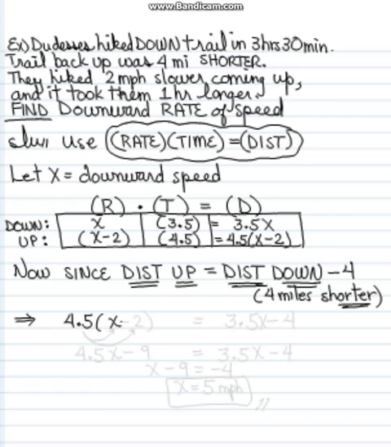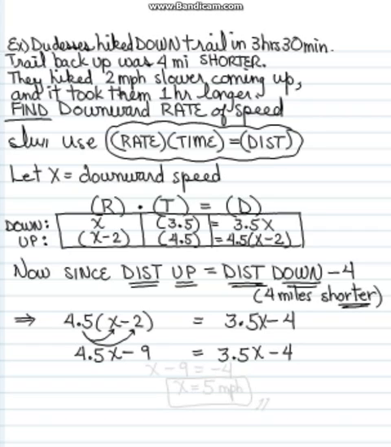Bring down the equal sign and write the distance coming down minus 4. Well, on the table, the distance coming down was 3.5 times x, and don't forget to minus the 4. Ooh, we need to put an x after the 3.5. Okay, on the left side, we're going to solve this equation. Let's distribute the multiplication to eliminate the parentheses. We get 4.5 times x minus 9. 9 is 4.5 times 2. And on the right side, we bring down the 3.5 times x, bring down the minus sign and the 4.